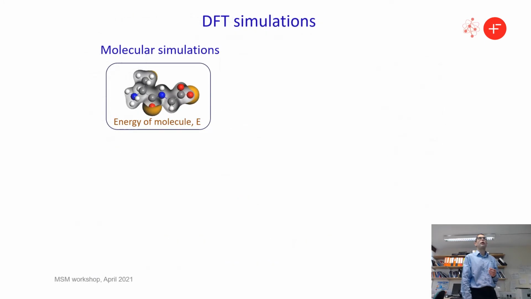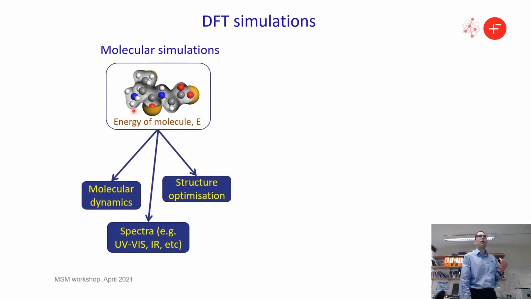So what do we do in density functional theory, in DFT simulations? We need to calculate the energy of a material, and once we have done this, we can use such calculations to do dynamics, to obtain dynamical properties. We can obtain structural information, chemical reactions, and so on, and also excited state properties such as spectra and so on. So the central goal is to calculate the energy of a molecule, and this is not an easy task.